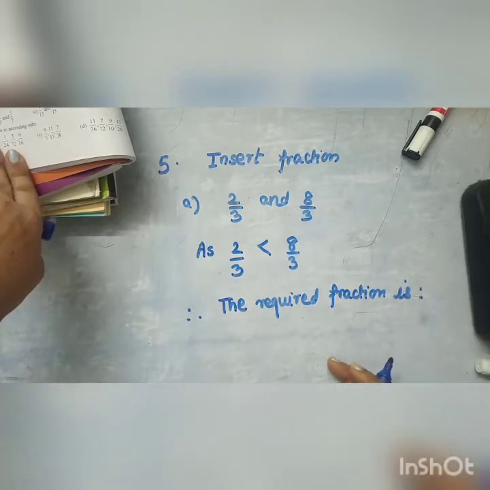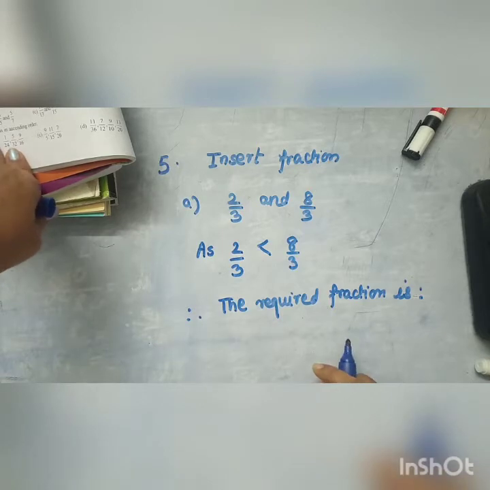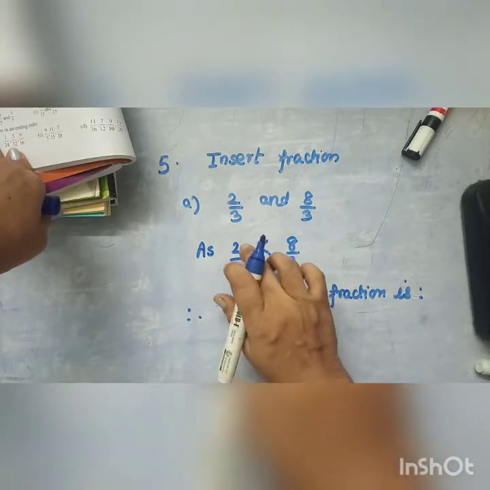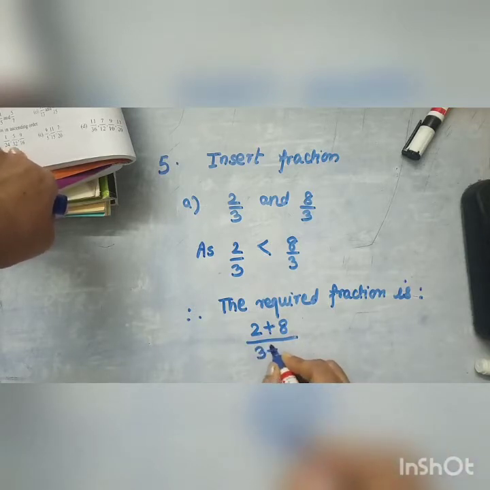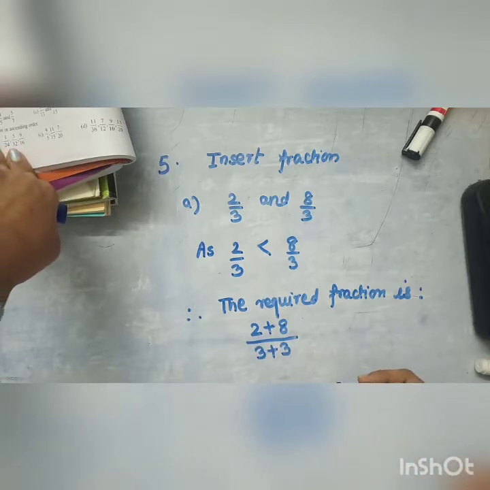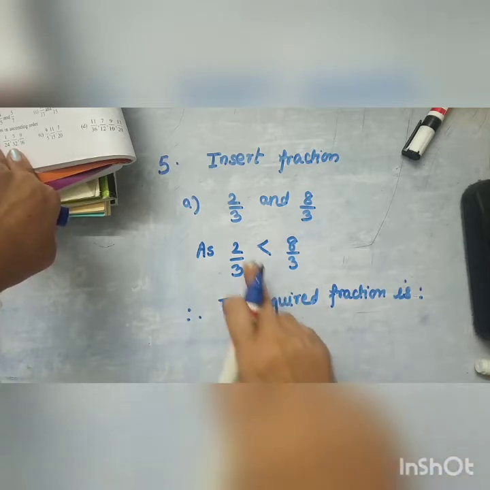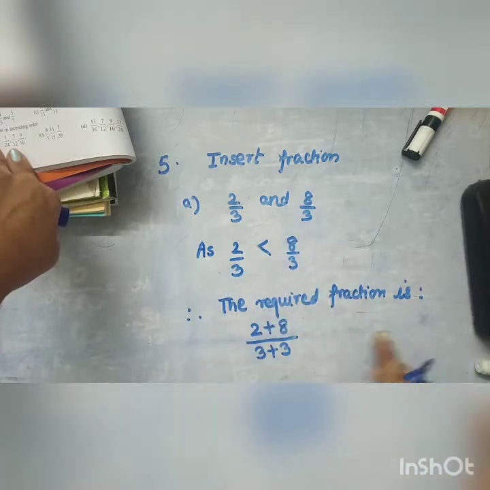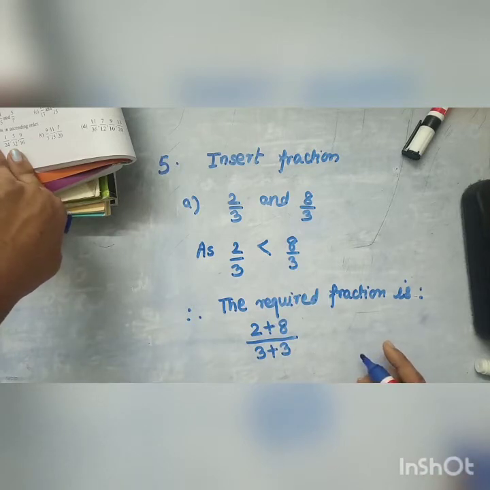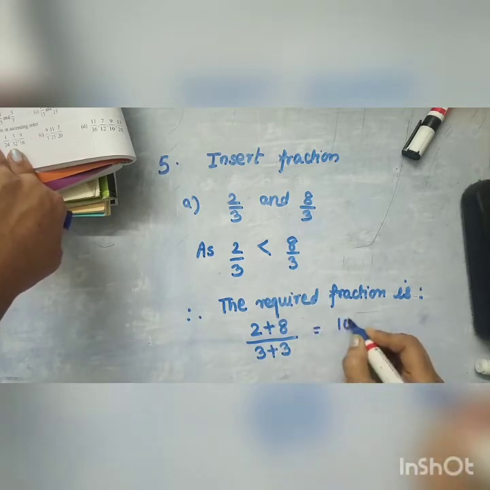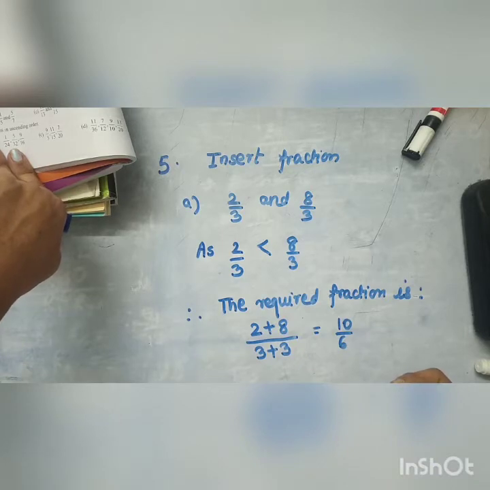Therefore the required fraction is, now what we will do is we will just add the numerators. आप देखिए मैं क्या कर रही हूँ, दोनों के न्यूमरेटर को ऐड कर दिया है और दोनों के डिनोमिनेटर को भी ऐड कर दिया है. ठीक है. सो देखिए ये दो न्यूमरेटर है 2 एंड 8, तो उसको मैंने ऐड किया है, और दोनों जो डिनोमिनेटर है 3 एंड 3, दैट ऑल्सो आई हैव एडेड अप. देन आफ्टर एडिंग अप व्हाट यू गेट इज 10 upon 6.